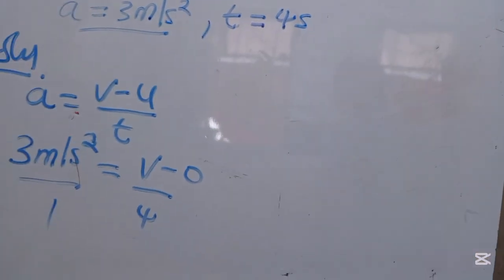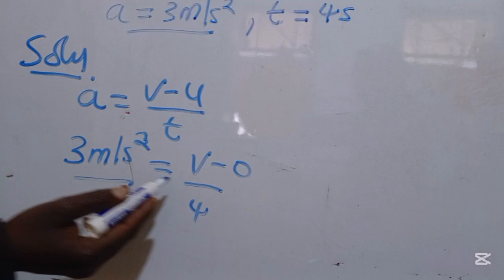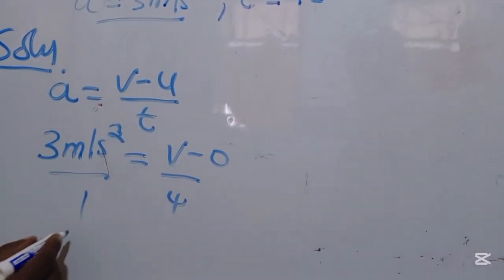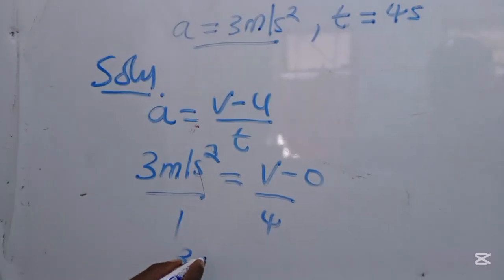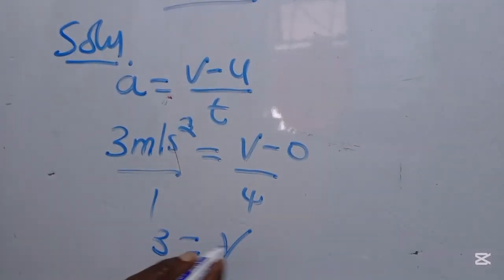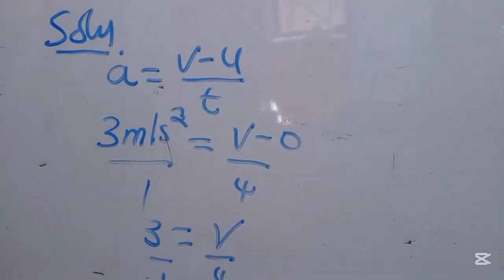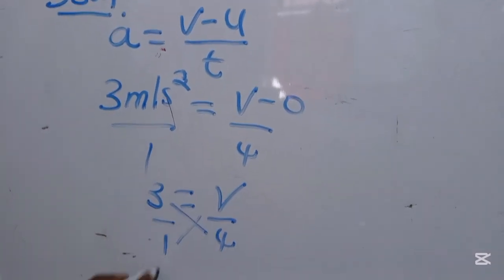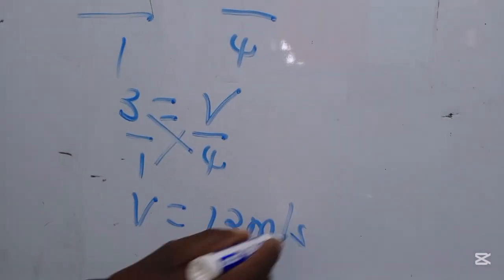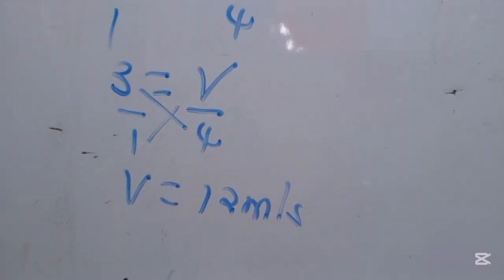And then they are asking me to find the v. You agree with me that v minus 0 is v. So I'm going to have a situation like this. Fellow viewers, I've ignored the units there. They are coming later because they might just confuse me. And then I'll cross multiply. Once you cross multiply, I have v equals 12 meters per second. So you agree with me that my v is equal to 12 meters per second.